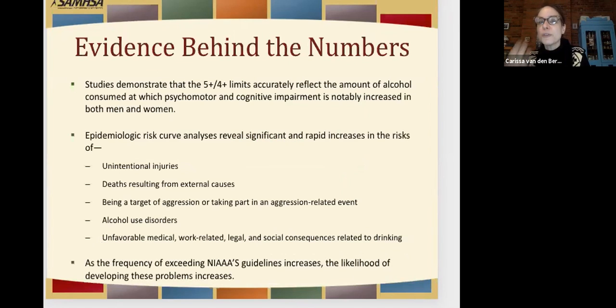We reviewed some of this already, but again, the evidence behind these numbers is within these limits of 5 drinks and within binge drinking. When people engage in this level of binge drinking, this is when all these bad things happen, and the risk curves go up.